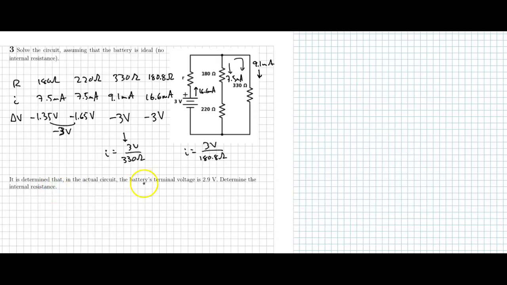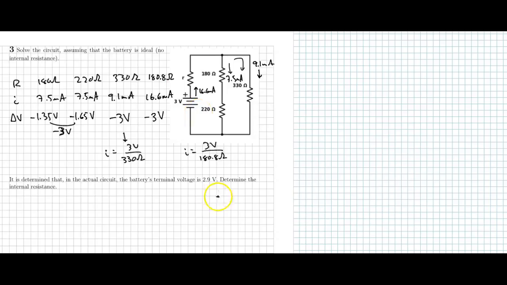Okay, now I'm saying that instead of being an ideal battery, we have a real battery and the terminal voltage is 2.9 volts, which means that the voltage change across this little resistor is 1/10 of a volt. I'm going to use the loop rule here. So if this terminal voltage is 2.9 volts, then when I go across that 330 ohm resistor, it has to be 2.9 volts as well.